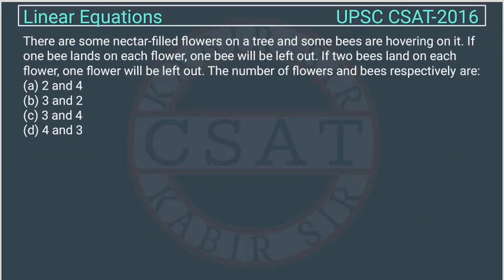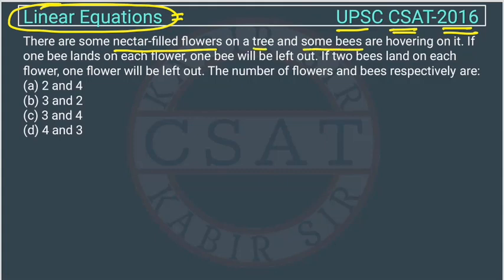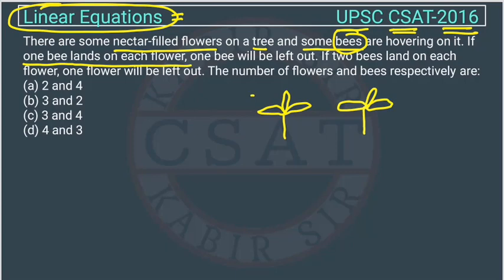This is a linear equation type of question asked by UPSC in their CSAT exam of 2016. There are some nectar filled flowers on a tree and some bees are hovering on it. So suppose there are some flowers and there are bees. If one bee lands on each flower, one bee will be left out. So there are some bees also. If we allot one bee, then one bee is left out.